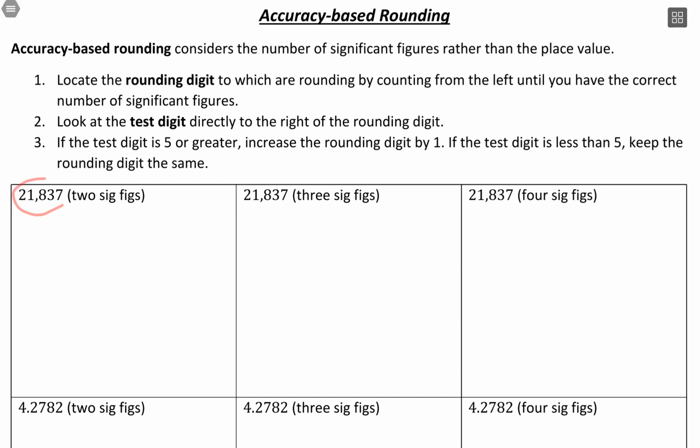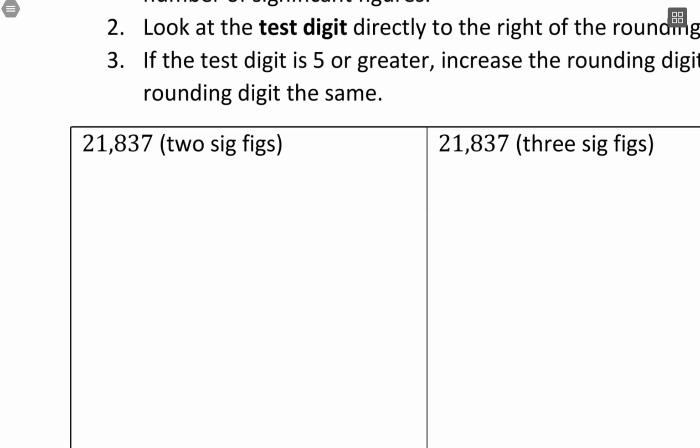So we have this 21,837, but we want to round this to two significant figures. So if I write 21,837, that first step tells me to locate the rounding digit to which you're rounding by counting to the left. So I can see here's a significant figure, here's a significant figure, so that makes 2. This is going to be my rounding digit. So what I'm going to do is just highlight my rounding digit there.